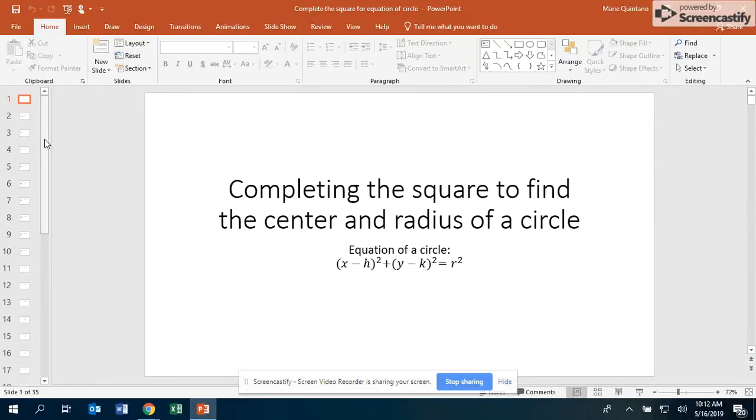So let's talk about completing the square again. We went over it in class. We reviewed the process from Algebra 1, but we're going to apply it this time to finding the equation of a circle. Just a reminder, in the equation of the circle we have here, h and k are your center, r is your radius.